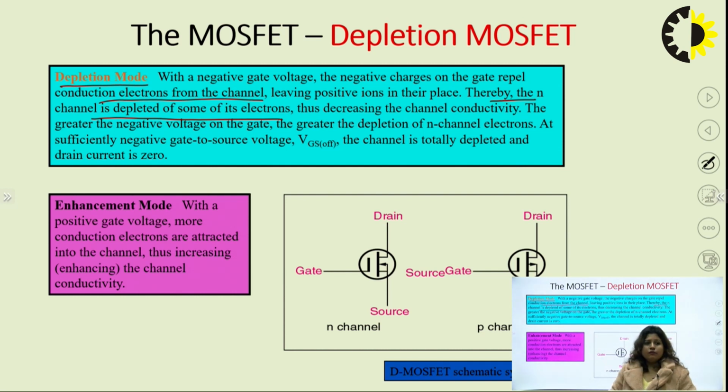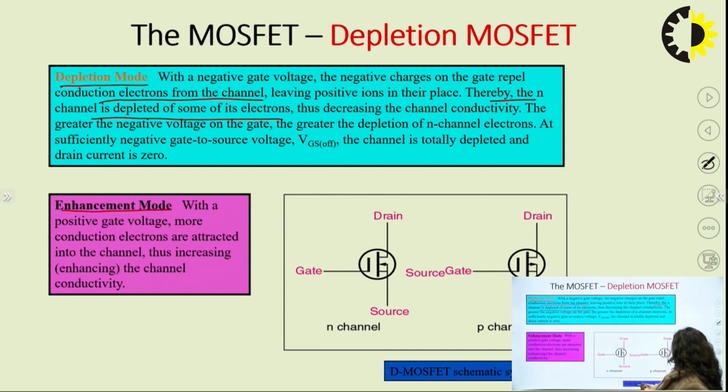So the greater the negative voltage we apply on the gate, the greater the depletion of the N channel electrons between the source and the drain. At a sufficiently negative gate to source voltage, VGS off, the channel is totally depleted and the drain current becomes 0. On the other hand, in the enhancement mode, we have to apply a positive gate voltage. If we apply a positive gate voltage, more electrons are attracted towards it and they create a channel there. So it increases the conductivity of the MOSFET.